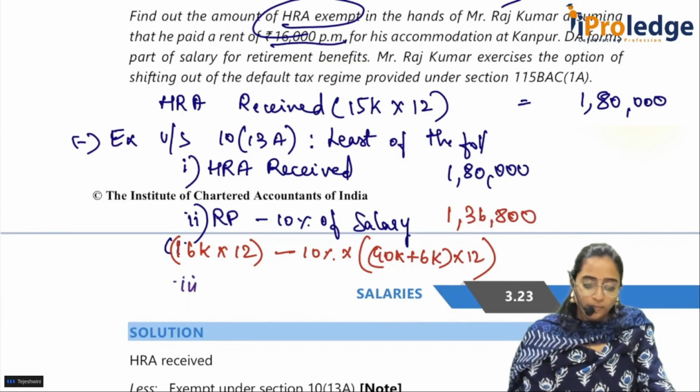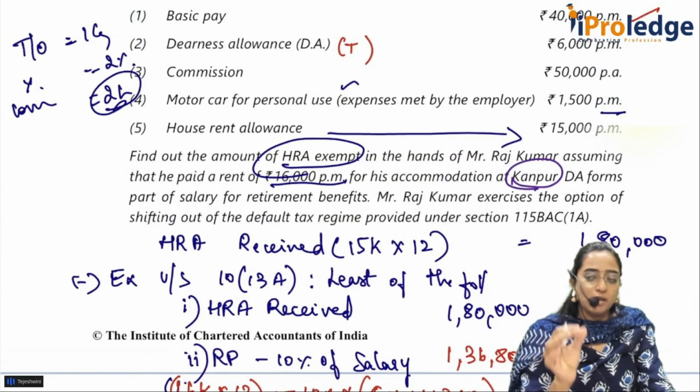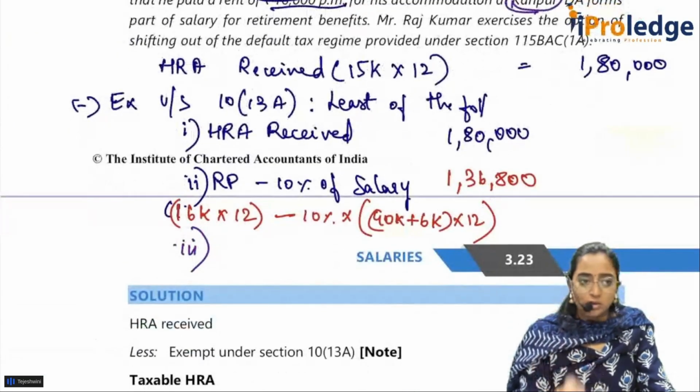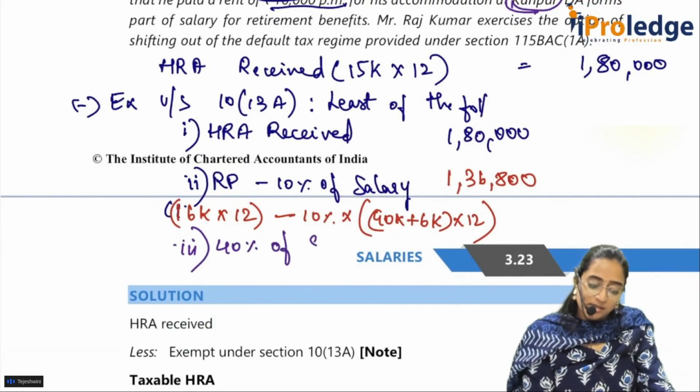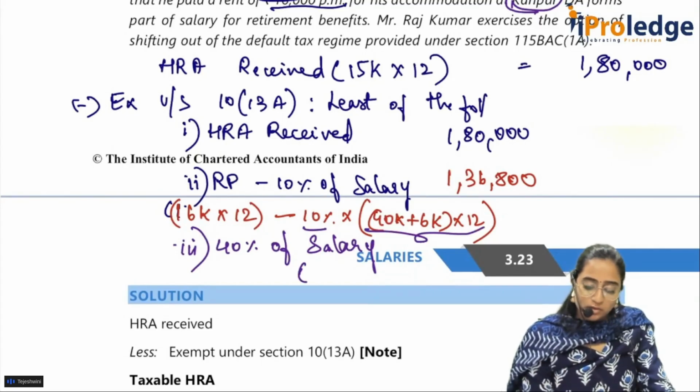Third point, where is this fellow staying? Kanpur. Is it a metro city? No. What are those metro cities? Delhi, Chennai, Mumbai, Kolkata. 4. Is Bangalore a metro city? No. Good. No emotions. So 40% of salary. Year salary means the same calculation you will do. 40 plus 6 multiplied by 12. So 46,000 multiplied by 12 multiplied by 40%, how much would you get, people?